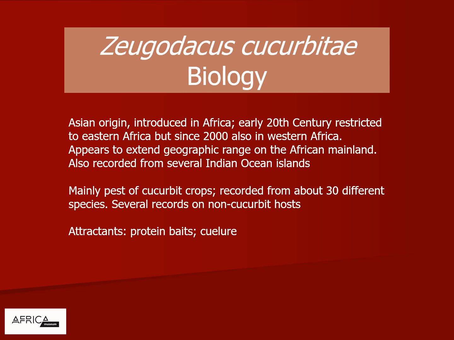As the name implies, Zeugodacus cucurbitae is mainly a cucurbit feeder, recorded from a wide range of different Cucurbitaceae, both wild and cultivated. However, it is regularly also recorded from other non-cucurbit hosts, although they are much rarer. Both species can be attracted by protein baits, while the males can be attracted by Q-lure, similar to what we observed for a number of Dacus species.